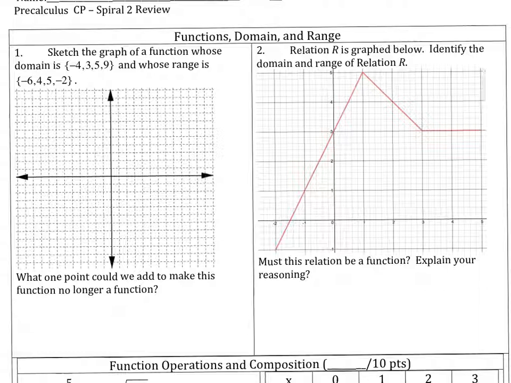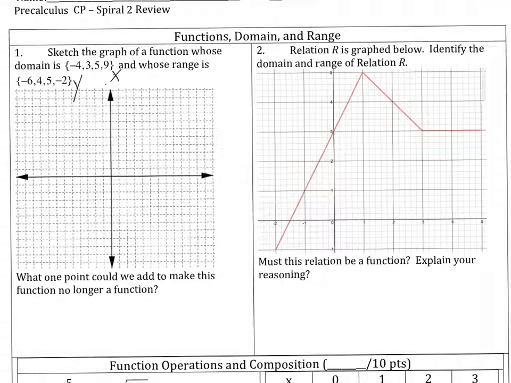First up, we've got to sketch a graph whose domain is -4, 3, 5, and 9, and whose range is -6, 4, 5, and -2. Just remember, these are the x values, and these are the y values. They don't necessarily have to tie exactly together, but these are the only x values and the only y values we can use.